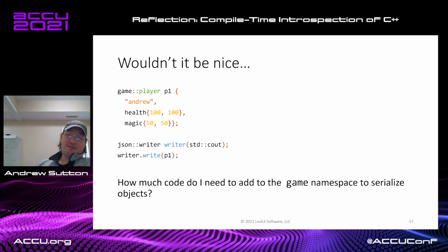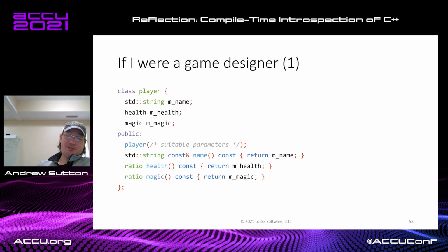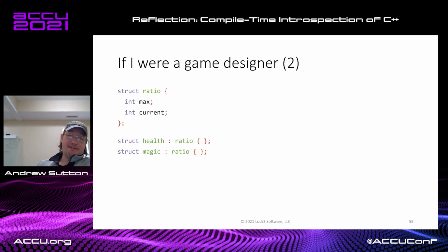So the question is, how much code do I actually need to add to my code base to make this work? And hopefully the answer is as little as possible, right? So just to show you what these classes might look like, here's my canonical player class. It's got some private data members, some public accessors, maybe some modifiers somewhere else. Although if it was just this class by itself, it wouldn't be a very good game because you can't modify the player at all. Health and magic are pretty simple classes. I'm just going to cheat and make little structs that have a ratio of max and current. So this is not a very particularly complicated set of objects here.